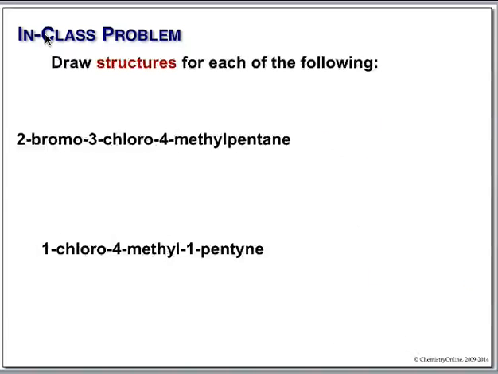All right. Again, a very simple thing. This is going to be a pentane. We're going to have a bromine on carbon 2, so we'll start here. Carbon 2, we need a bromine. Carbon 3, we need a chlorine. And carbon 4, we need a methyl.